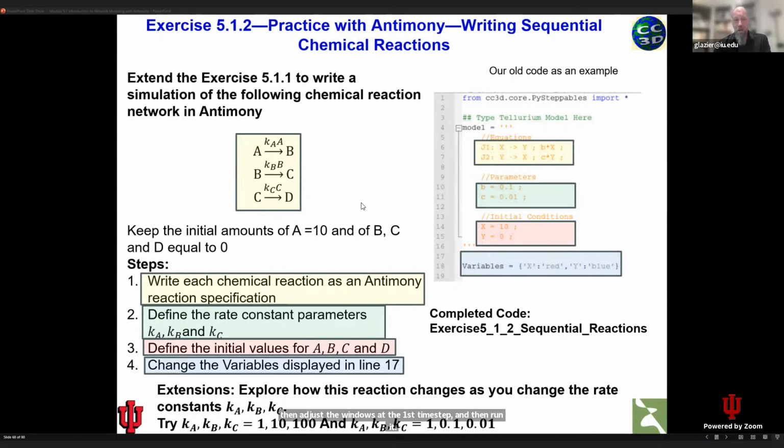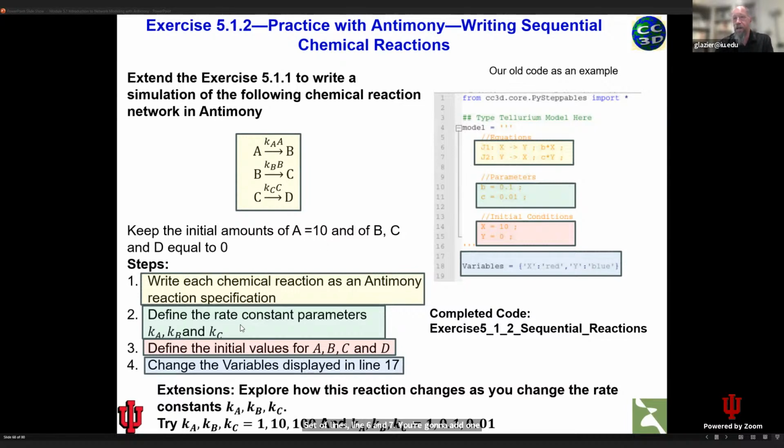Okay, let's do one simple exercise here. We are going to take the code that we have now, and write new code which is going to have 3 chemical reactions. You're going to make J1, A goes to B at a rate Ka times A. B goes to C at a rate Kb times B. C goes to D at a rate Kc times C. To do that, you're going to have to change lines 6 and 7. You're going to add one line and change those 2 lines.